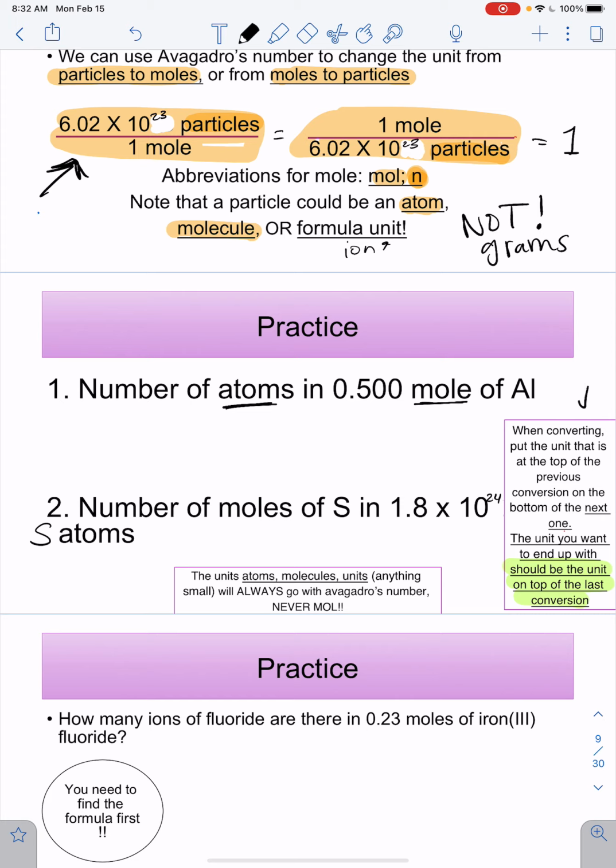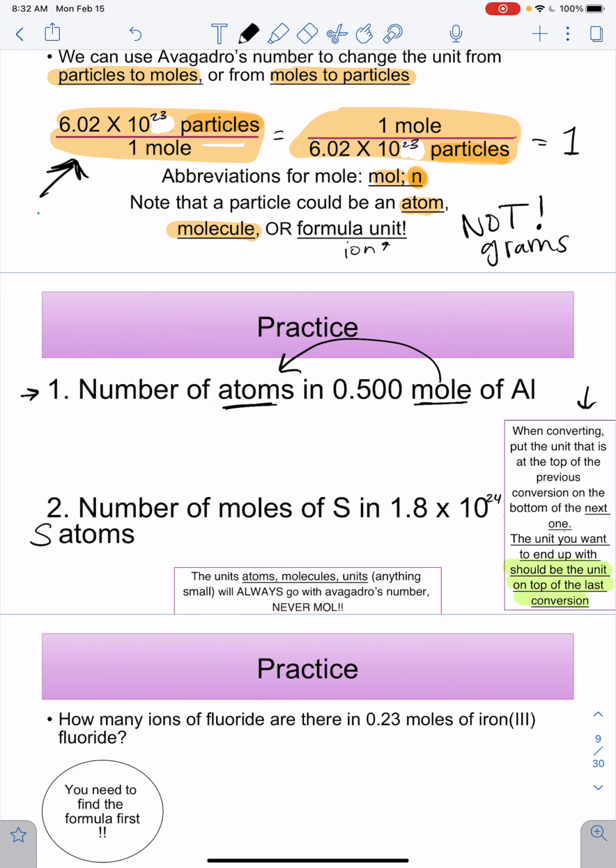So let's practice using this right here to determine how many atoms are in a certain number of moles. So read this. When converting, we are trying to convert from atoms to moles. Or wait, no. We're trying to go from moles to atoms. Put the unit that is on top of the previous conversion on the bottom of the next one until you end up with what should be the unit on the top of the last conversion. That's a lot of words. I'm going to show you what it means.